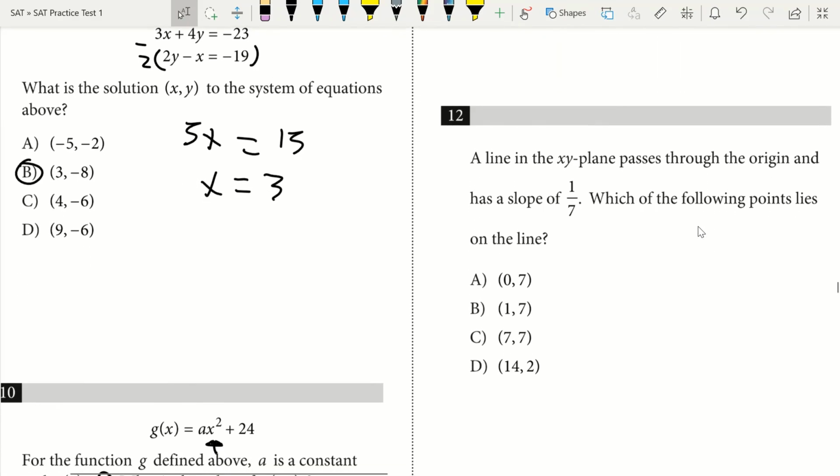Question 12, a line in the xy plane passes through the origin and has a slope of 1/7. Which of the following points lies on the line? Well, the point is going to have to be equivalent in a ratio to 1/7, right? So if we look at our answer choices, we have to have an answer choice that is equivalent in the ratio of 1/7. We've got D, 14 and 2. That's going to give us that 2 as our y, which is our rise, over our run of 14, which is equal to 1/7. That's our slope, because our y-intercept here is 0, so that will be our correct answer.